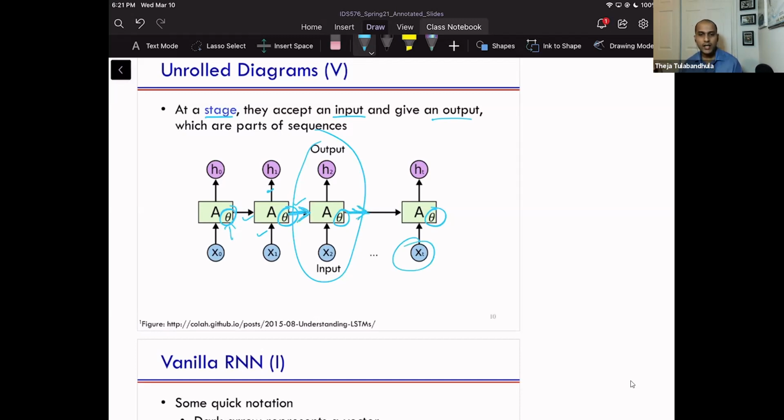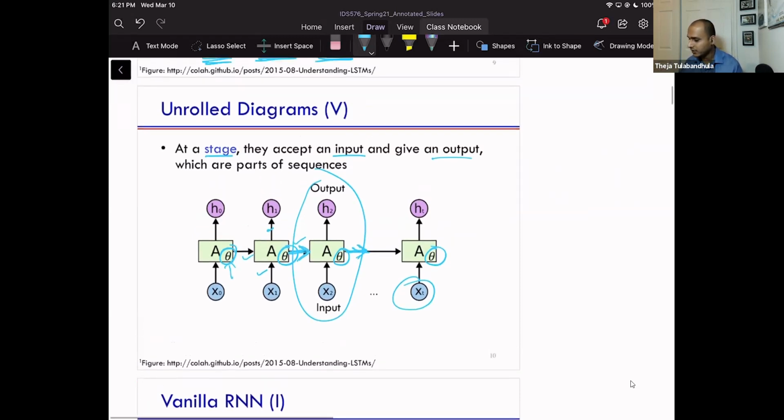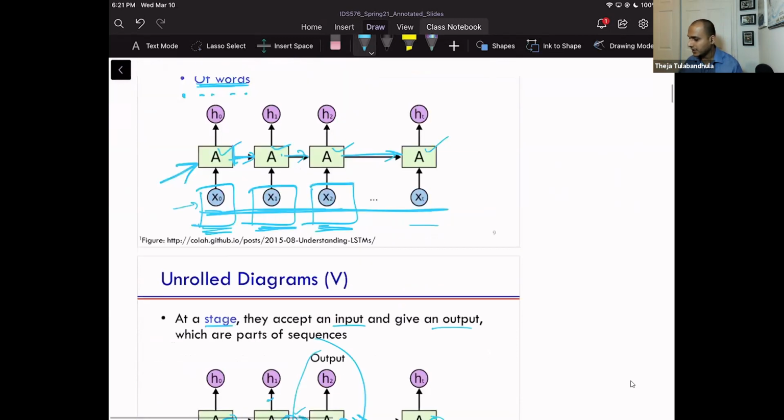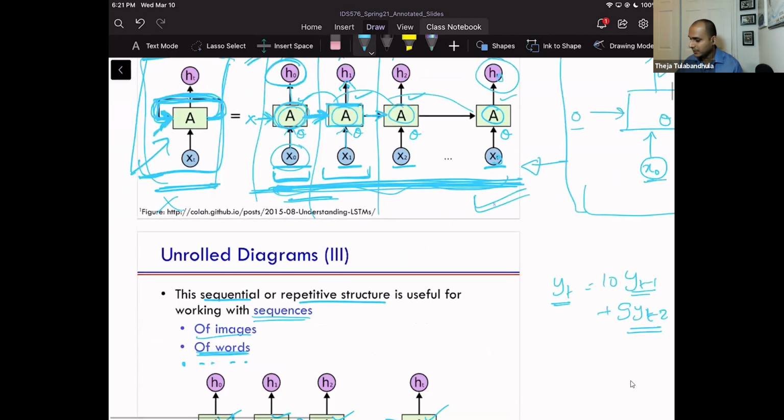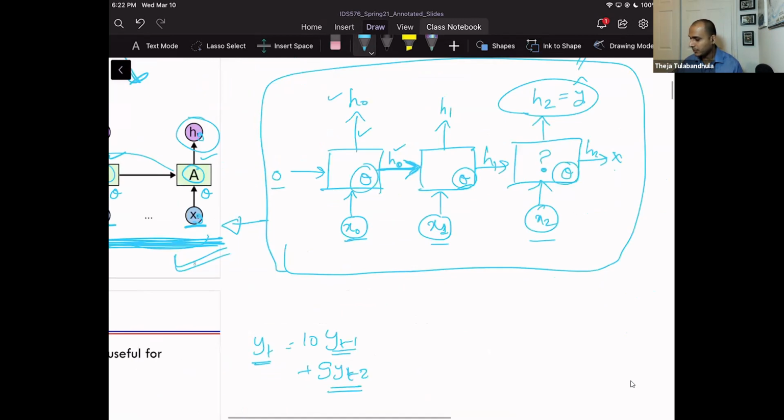Nowhere is the idea of a fixed memory. So there are no numbers. This is just a computation graph. What we drew here is just a computation graph. It's just that the parameters are being reused when computation is happening.